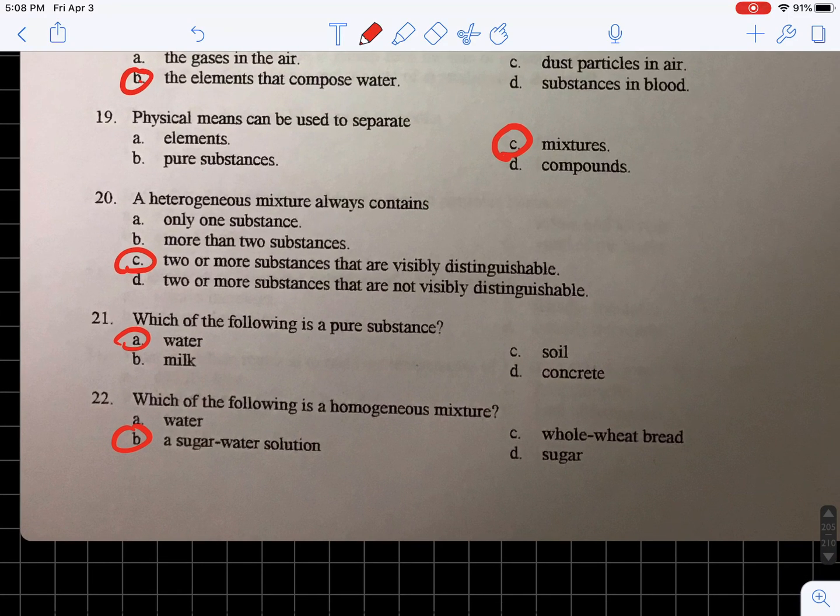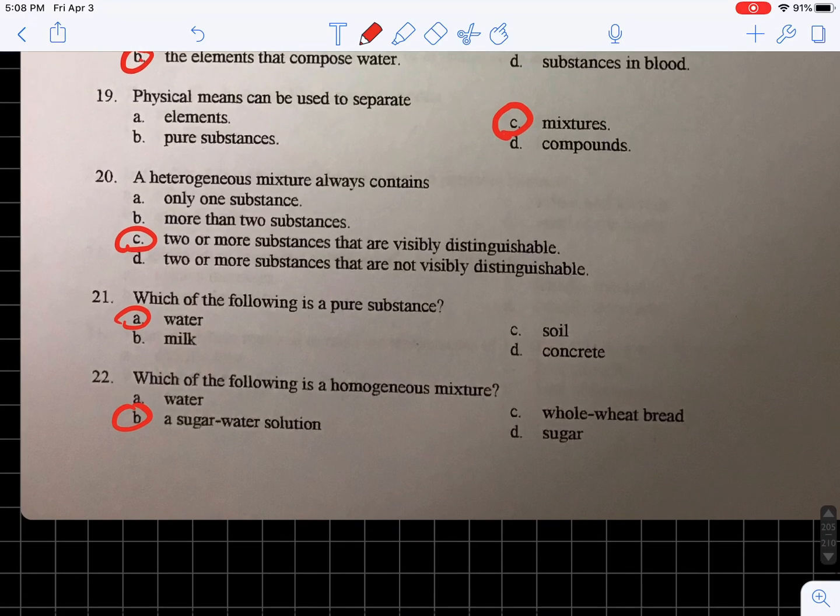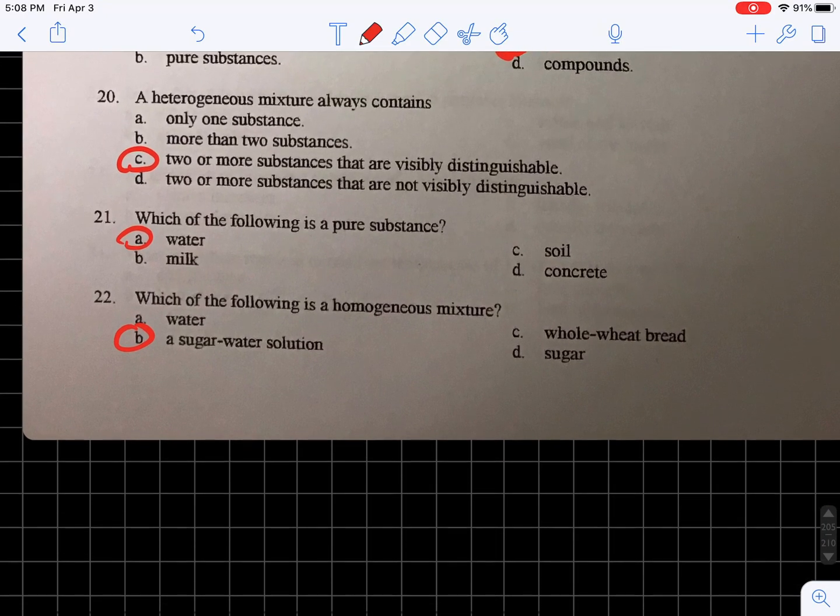Number 19, physical means would be a way of separating mixtures, but not pure materials like elements and compounds. You have to use chemical means to separate them. Number 20, a heterogeneous mixture always contains two substances that are visibly distinguishable. And that was tricky because if it's a colloid, the only way you can visibly distinguish them is to shine a light into it and do the Tyndall effect.